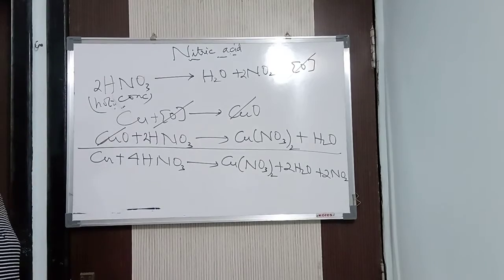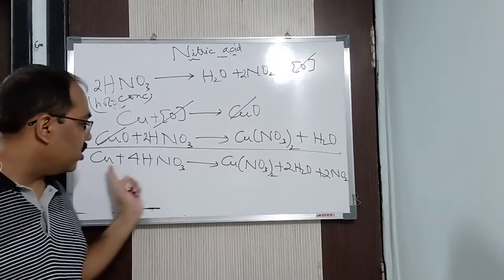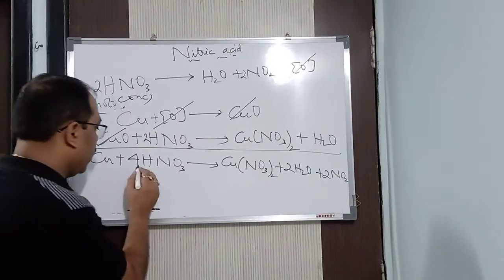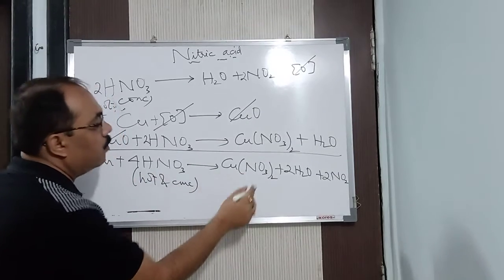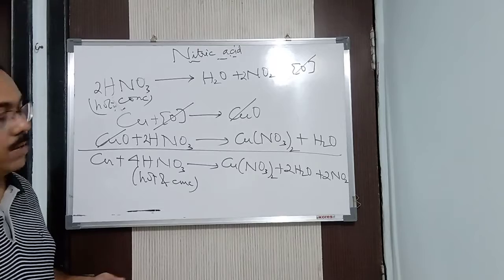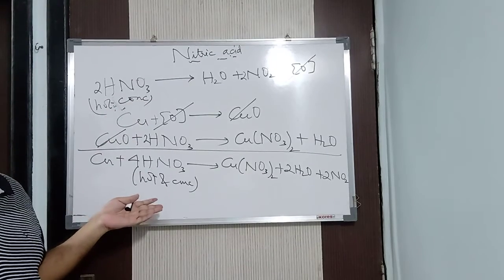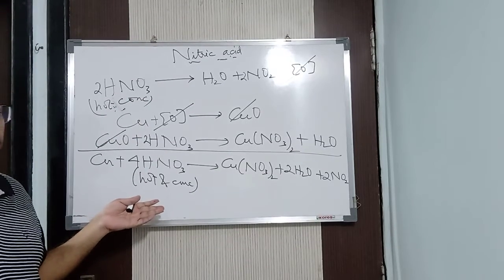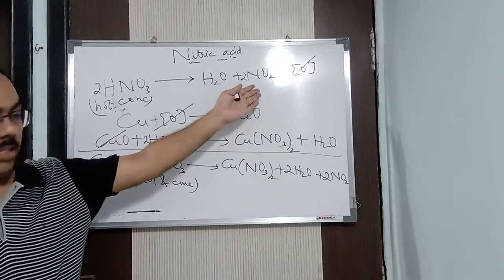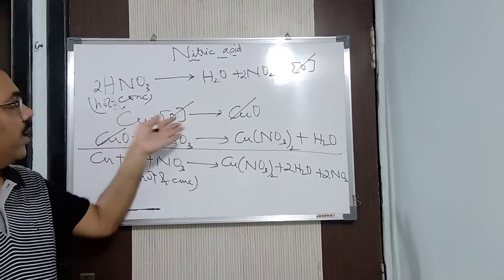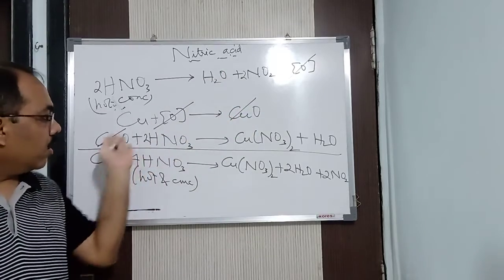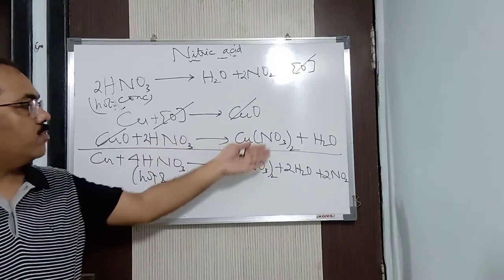But if I would have written directly Cu plus 4HNO3, of course hot and concentrated, then you have to mug up the equation: copper nitrate plus water plus nitrogen dioxide. But here no need to mug it up. First I wrote the equation which gives you nascent oxygen from nitric acid. Then copper will react with nascent oxygen to form copper oxide. Copper oxide reacts with nitric acid to form salt and water.